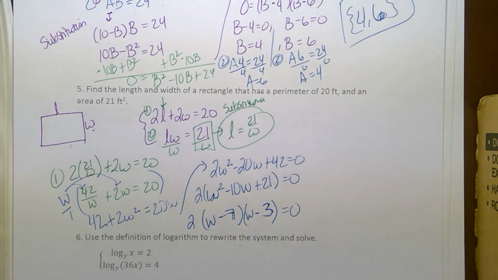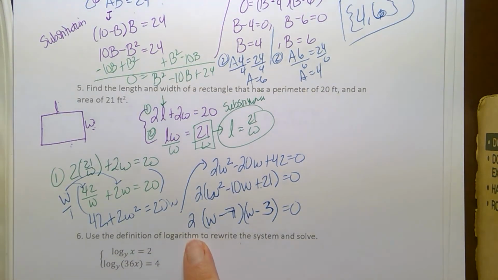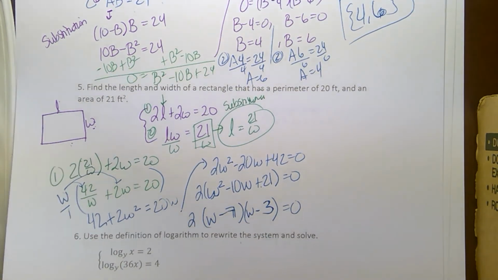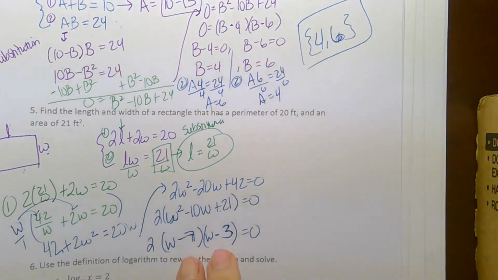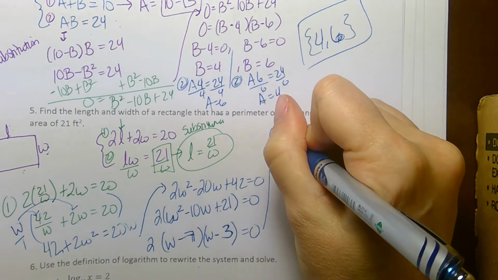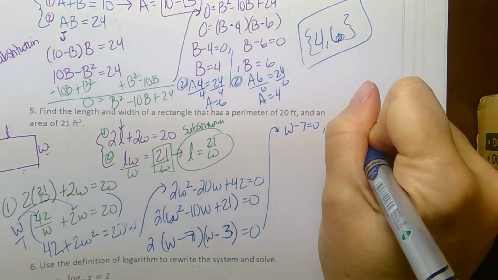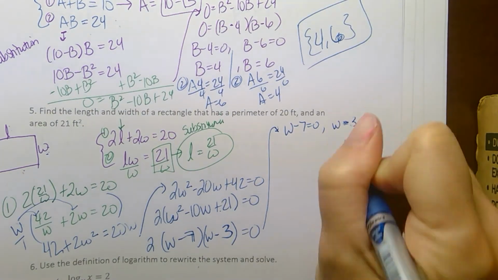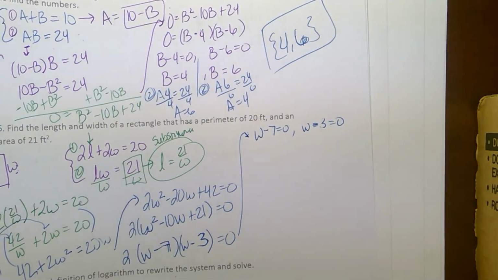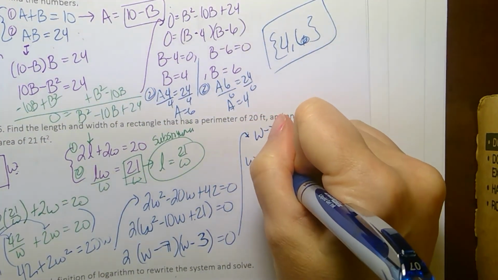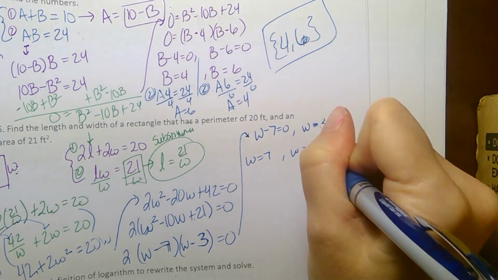All right. So I'm going to take each of these factors and set them equal to 0. I can't set 2 equal to 0. That doesn't make any sense. 2 is never equal to 0. So only those binomial factors that have variables are going to help me out. So I've got w minus 7 equals 0 and w minus 3 equals 0, which means that I have w equals 7 and w equals 3.